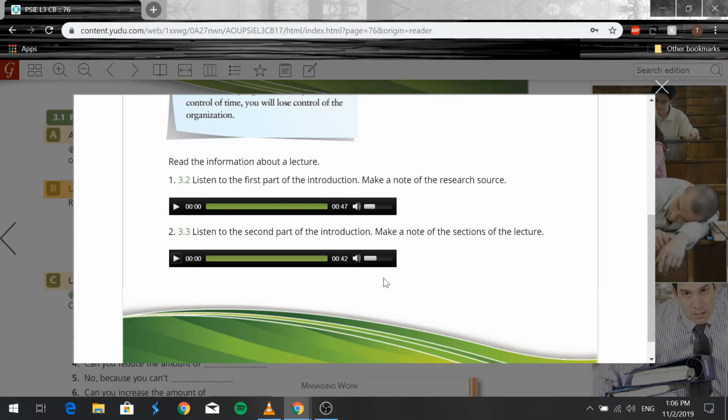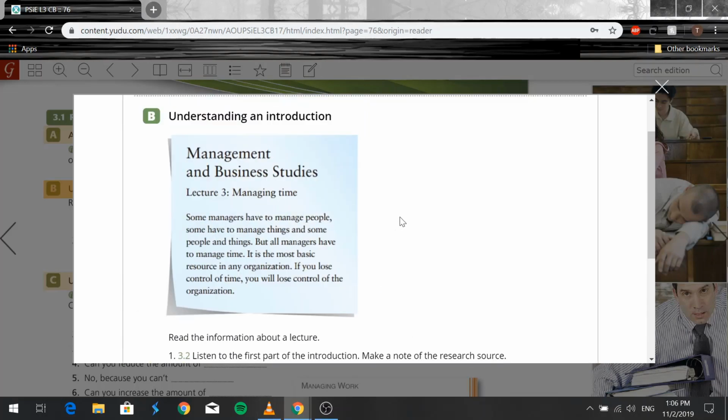Right, okay, so if we make notes of these sections of the lecture, we can say that she wanted to talk about the reasons, so why exactly do we have to manage time, and also the basic equation, just like mathematics, and finally balancing the equation. So again, for the first part, the research source was Managing Time by Melissa Raffoni. And for the second part, the sections of the lecture were Reasons for Managing Time, the Basic Equation, and Balancing the Equation itself. Okay? So that was exercise B, you guys.